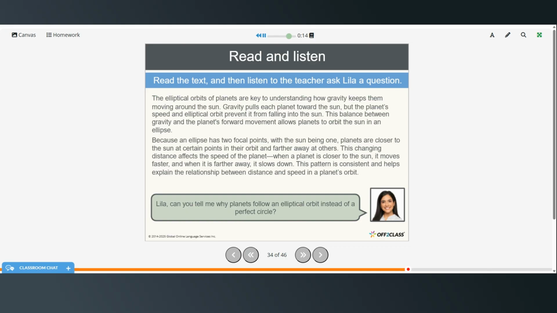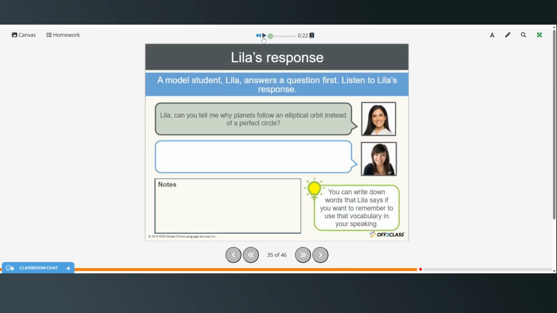Now listen to the teacher ask Leela a question. Leela, can you tell me why planets follow an elliptical orbit instead of a perfect circle? Now listen to how Leela answers the question. Planets follow an elliptical orbit because of how gravity pulls them and how they move. This means the orbit gets stretched like an oval instead of making a perfect circle.